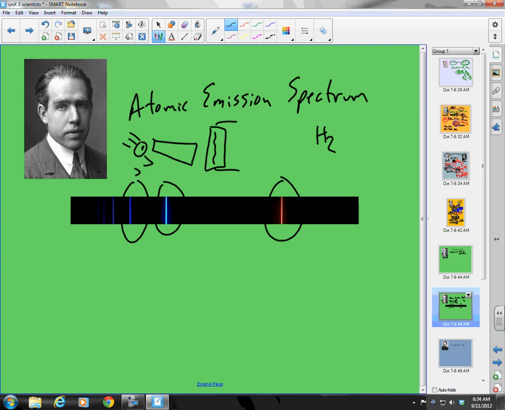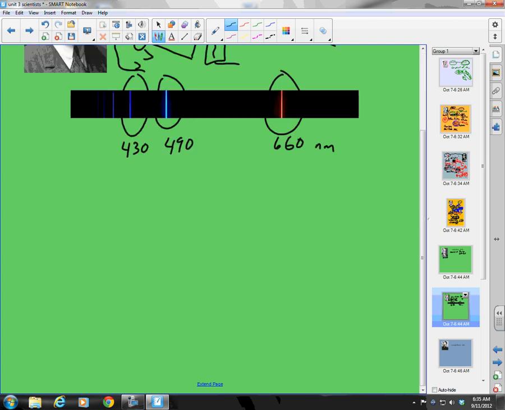Let's put a nose and a mouth here. Good. So you'd see these lines, and these lines would be somewhere along the lines of 430 nanometers, 490 nanometers, and maybe 660 nanometers. And if you had your spectroscope properly aligned, you'd see these same lines all the time. And the scientists around 1910 were all trying to figure out, why is this? Well, Bohr takes this idea and he starts thinking about what Planck has to say, and he comes up with an idea of how to explain this. And here's what he says.